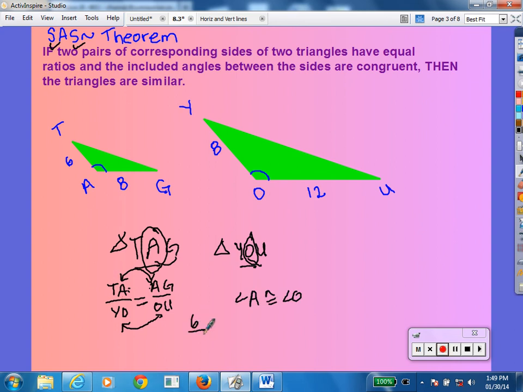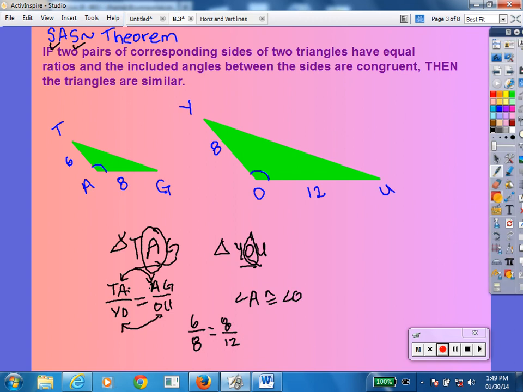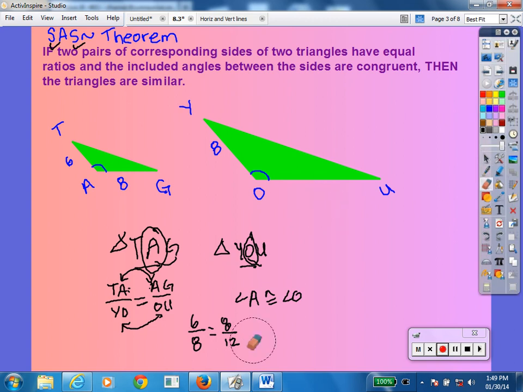So TA, 6, YO is 8, YOU, that's funny. And then we have AG is 8, and OU is 12. Now, is this true? Is it true? We might need to make a correction really quickly, because I think this is, let's change this math right here really quick so that it is true.